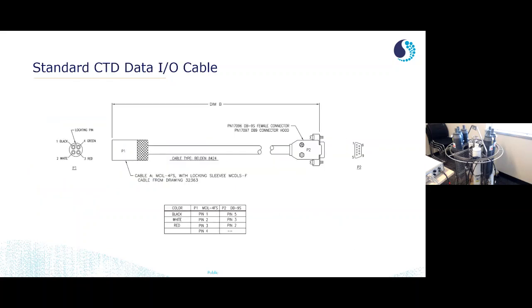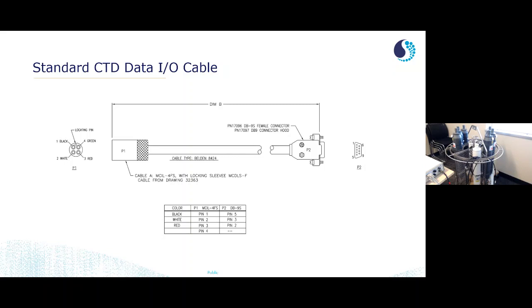Now, something I want to point out is that the data I/O cable that you use for the SBE 55 is physically identical to a standard CTD data I/O cable, but is different. So looking here, we have our standard CTD data I/O cable. This is what you would use to talk to, say, a 19 plus V2 CTD, plugging it into your computer to upload data. And if you look at the pin diagram at the bottom here, this little table, you'll see that pin number 4 is null. It's not connecting to the DB9 connector that plugs into your computer.